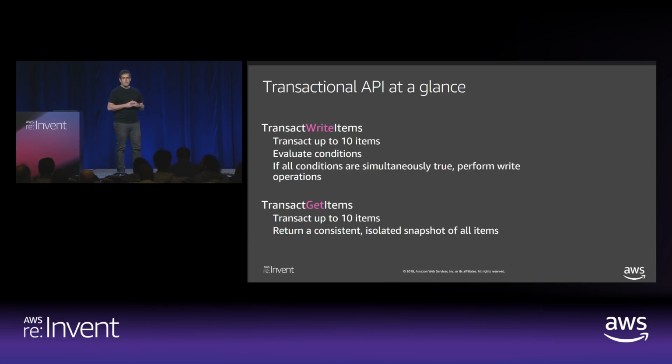And TransactGetItems is similar. You specify up to 10 items that you would like to atomically read, and we will take care of giving you an atomic snapshot of these items. So these are very simple building blocks, and that's what we're going to be working with.